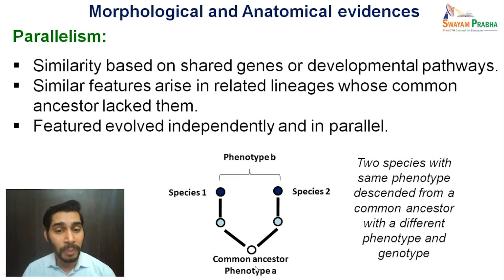They do arise from a common ancestor which is having a phenotype A. So here two species with the same phenotype descended from a common ancestor with a different phenotype and genotype. This common ancestor has a different genotype and phenotype, but these two species coming from it do share the phenotype. Now remember, this is different from analogy, where we discussed that there is no common ancestor. Here the phenomenon of common ancestry is there. It's just that the common ancestor did not have the same phenotype or genotype.